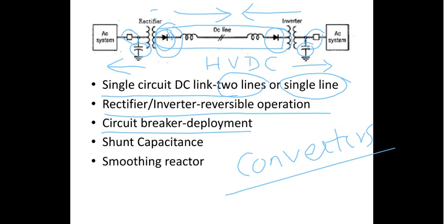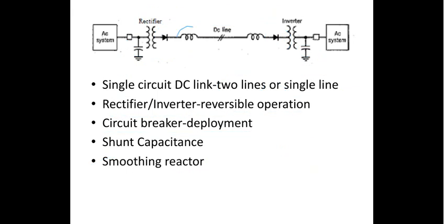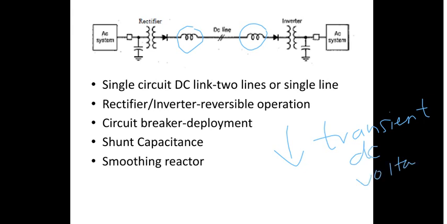Then you have got the smoothing reactor. Whenever you speak about the smoothing reactor, it is with respect to the DC system. The smoothing reactors are basically to limit the transient DC voltages. The reactors limit the di/dt, the rate of change of current, so they suppress the transient DC voltages to a lower value. So this is the general structure of a typical single circuit DC link.